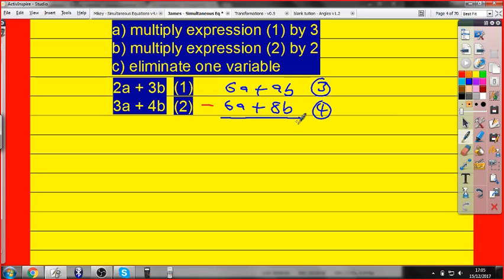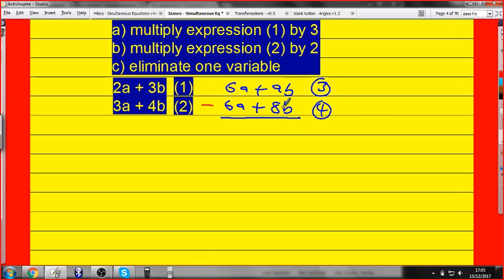3, like, take away 4, no, sorry. Like top one, take away bottom one. What would you be left with? 1b. That's right.